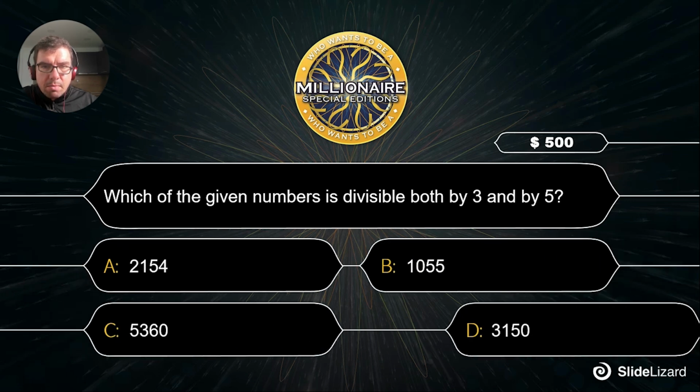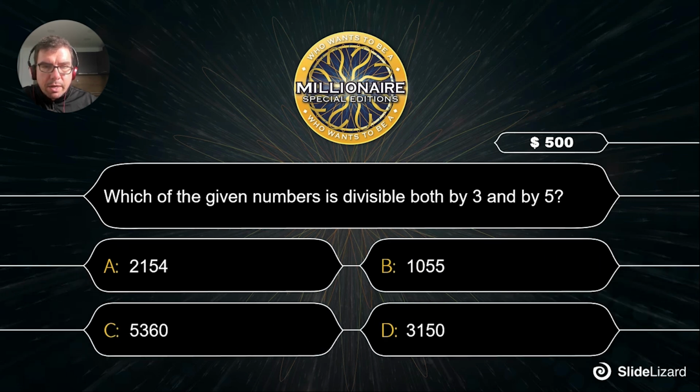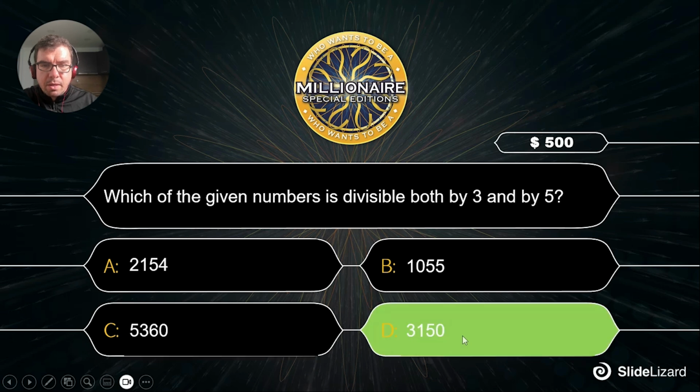Which of the given numbers is divisible both by 3 and by 5? Think about it, 5 seconds, and let me know the answer. Okay, did you find D? D is correct. What were the criterions for divisibility?